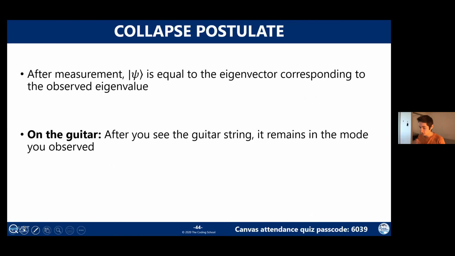On a guitar, if you look at the string, you will not see it change between multiple modes. If you look at it, you'll see it remain in just one mode of vibration. This one is not as good of an analogy, but you can think of it as the same idea. Once you see a particular mode on the string, you're not going to see it change until you wait for an extended period of time, where eventually the string will die out and not be vibrating much anymore at all.